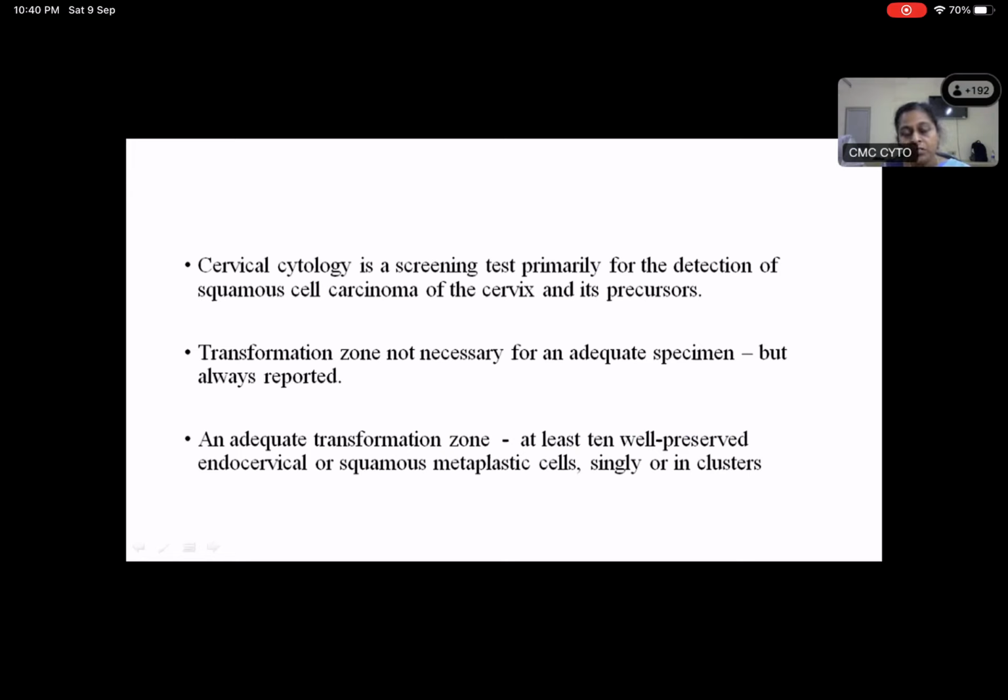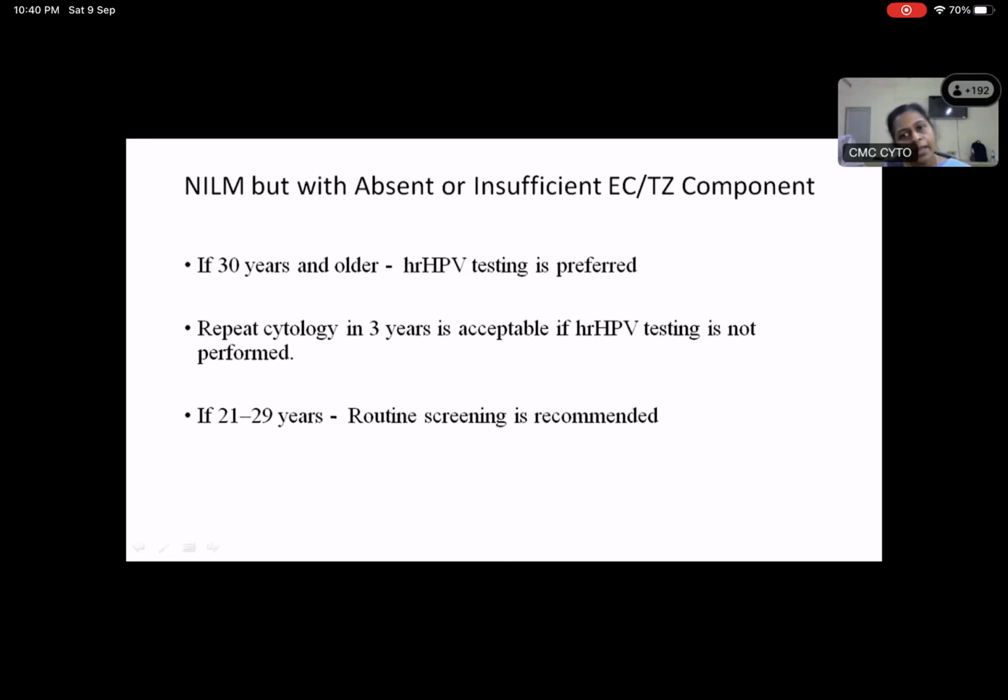So transformation zone, as Dr. Hemant very clearly explained, is not always necessary for an adequate specimen, but it's always reported because the presence of the transformation zone tells us that the examination is complete. So what does this complete transformation zone comprise? At least 10 well-preserved endocervical or squamous metaplastic cells which are present singly or in clusters. So what happens if there is insufficient endocervical or transition zone component in any smear?